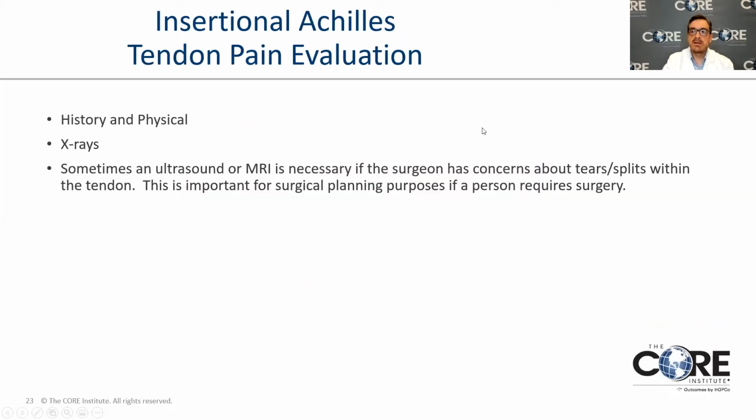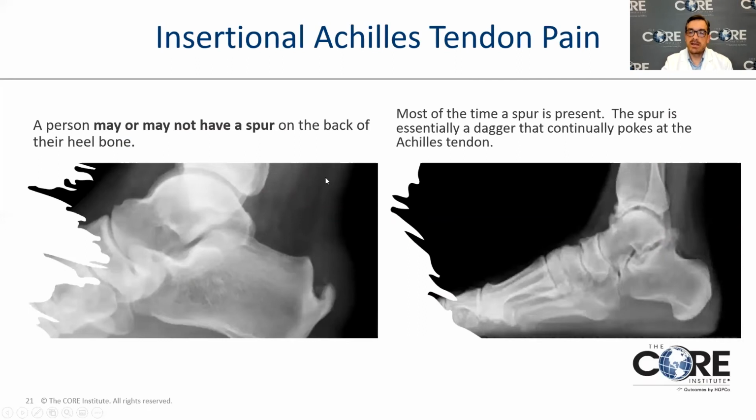X-rays are important. Sometimes your physician will order an ultrasound or an MRI, and the reason being is where the Achilles tendon attaches. If we go back a slide or two, when the Achilles tendon comes down, if a person has this little spur, oftentimes when a person is walking, the Achilles tendon is rubbing up and down against this spur. And when they're walking for a long period of time and there's friction between the spur and the Achilles, at times the Achilles tendon can develop a little tear or a split in it.